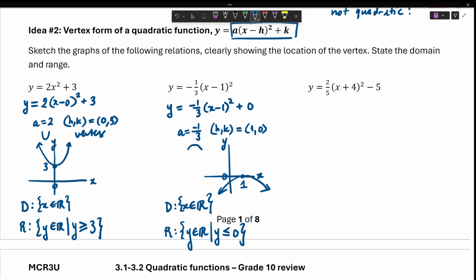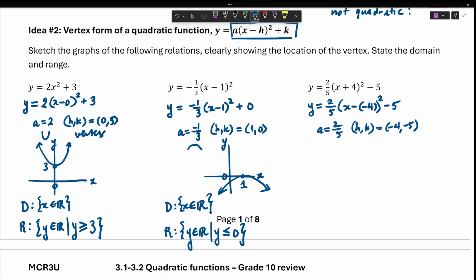Finally, we have y is equal to 2/5 times x plus 4 squared minus 5. This one's already written in vertex form, but to make it really, really clear why you flip the sign for h, remember it's x minus h. If you write it as x minus something, that something is negative 4. And so a is going to be 2/5. h, k is going to be negative 4, negative 5.